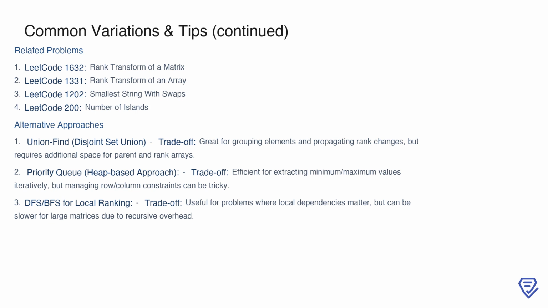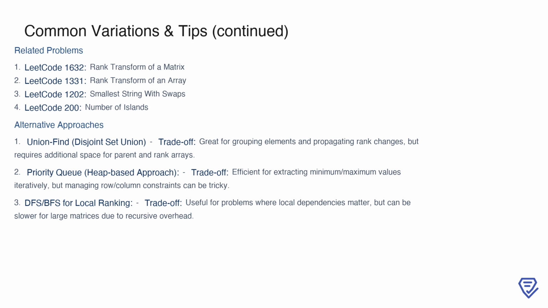For example, LeetCode 1331, which involves the rank transform of an array, shares similar concepts. Problems like LeetCode 1202, smallest string with swaps, and LeetCode 200, number of islands, also involve techniques like grouping or traversal that can be useful in this context.